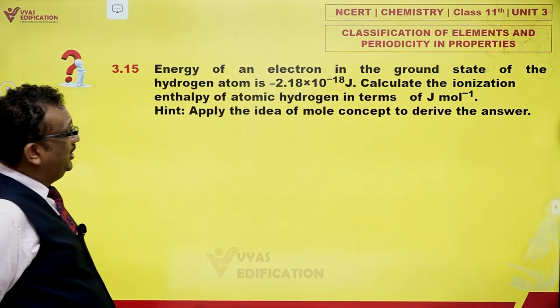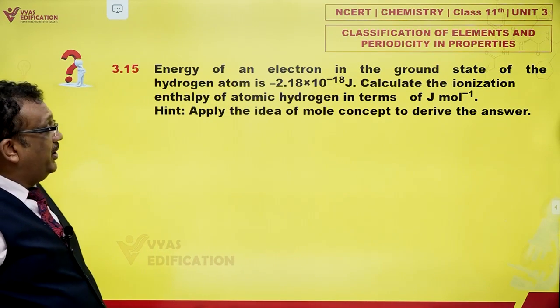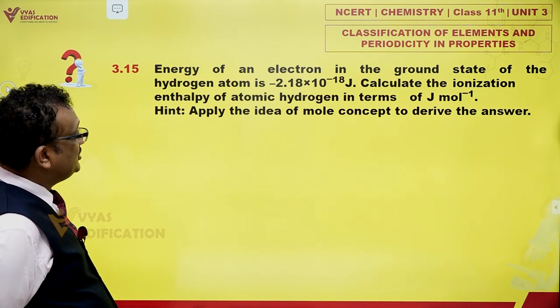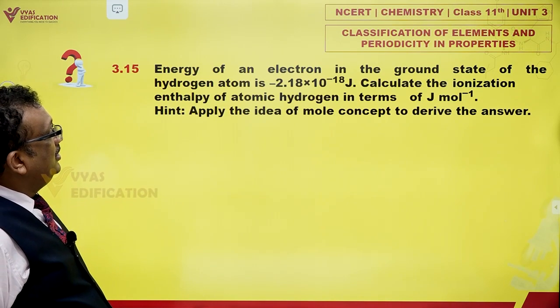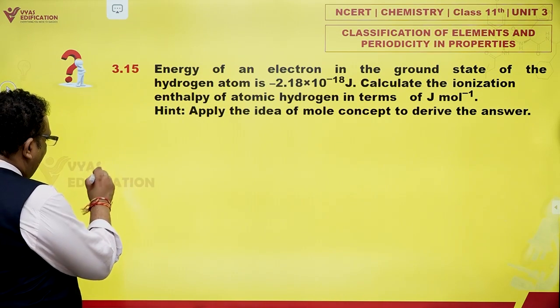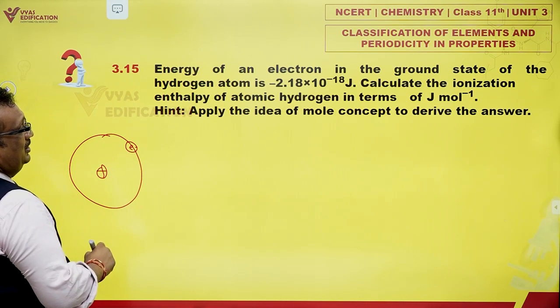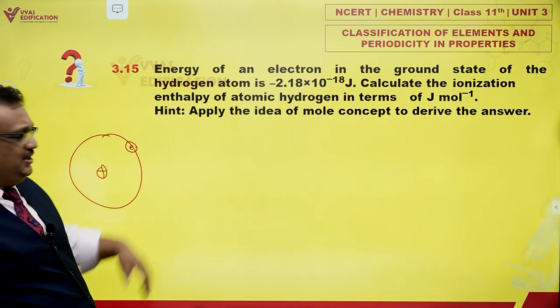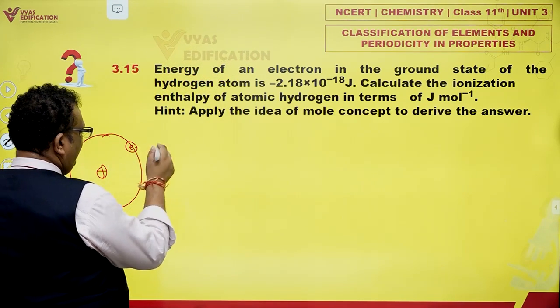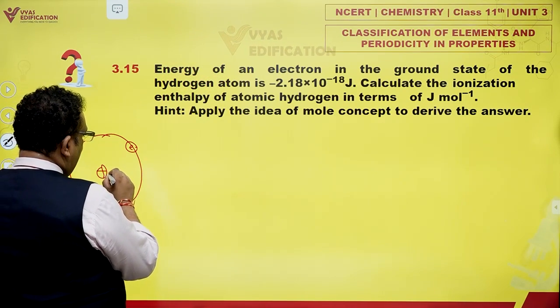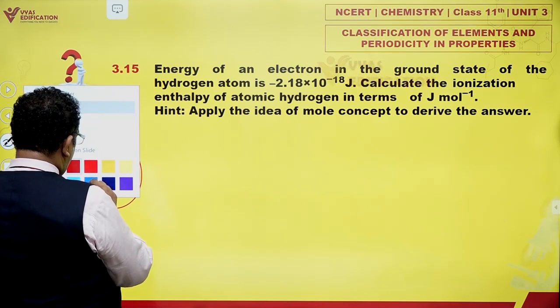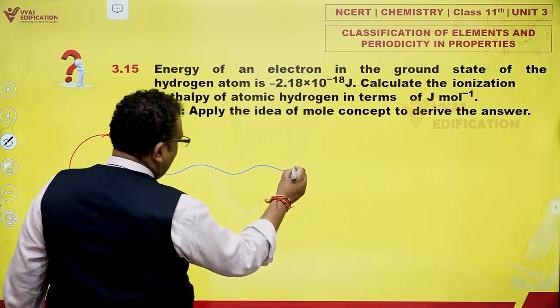Energy of an electron in the ground state of hydrogen atom is minus 2.18 into 10 to the minus 18 joules. Now, that means that if I have a hydrogen atom, it just has 1 electron and it has a certain energy. If I have to ionize this, that means I must move this electron away, right? And I must take it to infinity.